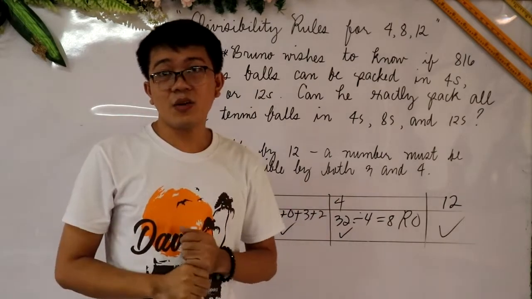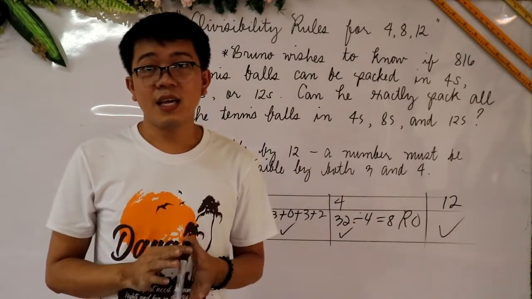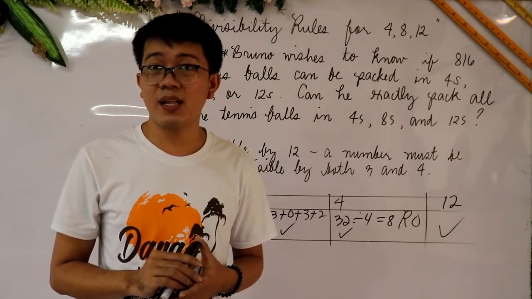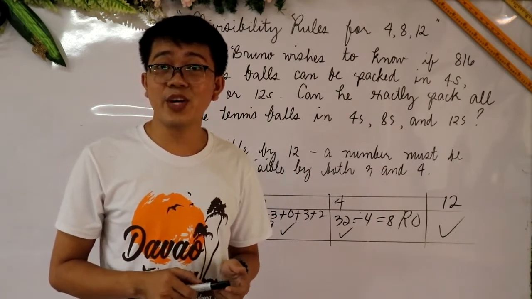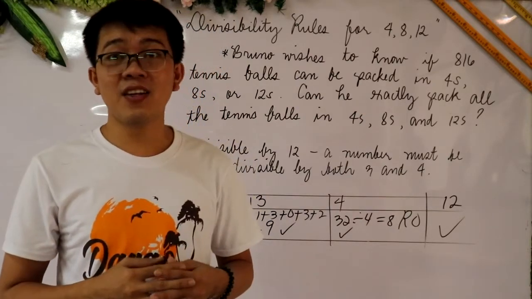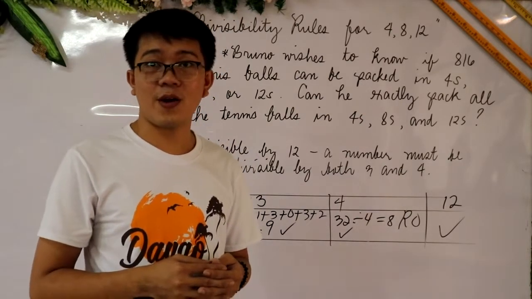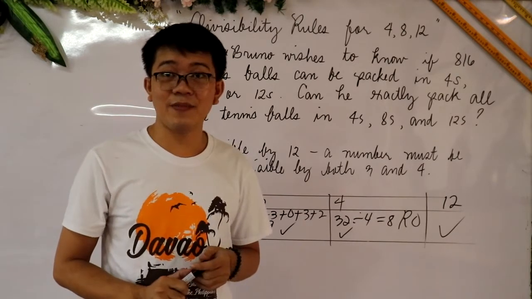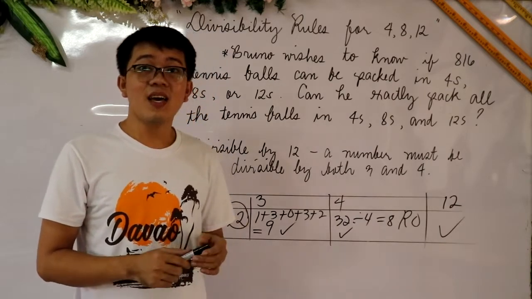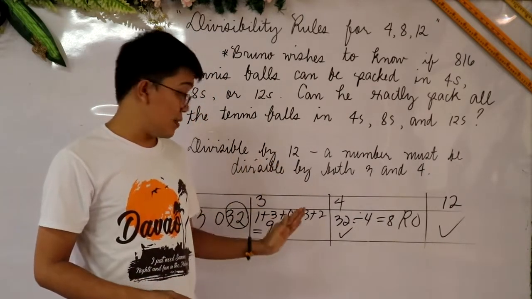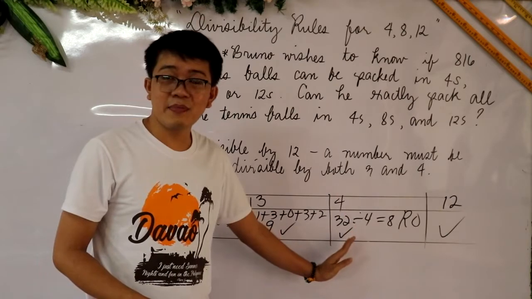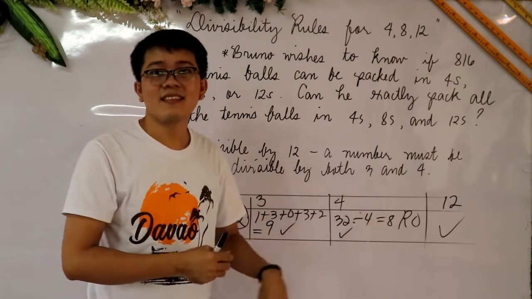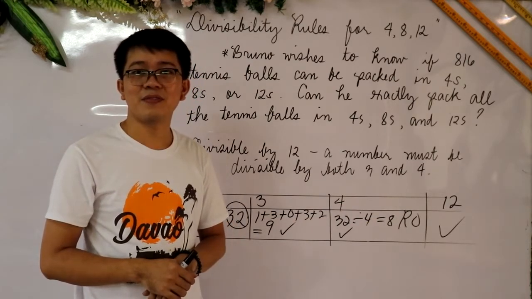I know that you are asking why do we have to check first if it's divisible by 3 and 4 before checking the divisibility rule number 12. It is because, remember, 12's factors are 3 and 4. Did you get it? What is 3 times 4? It's 12. That is why we have to check first if it's divisible by 3 and then if it's divisible by 4. If these 2 conditions are answered, then the number is divisible by 12.